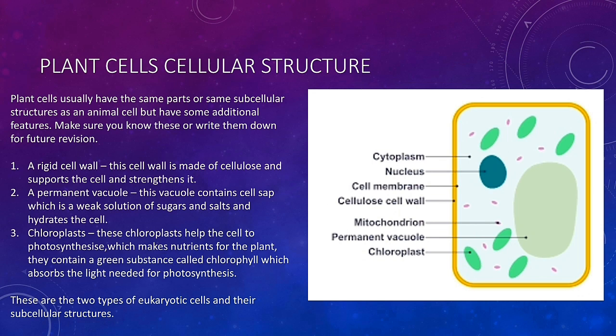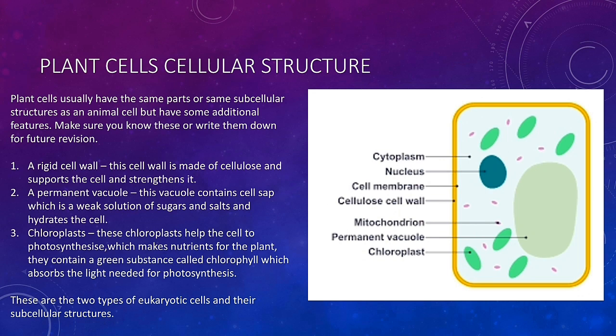Now the other type of eukaryotic cell, the plant cell. Plant cells usually have the same parts or same subcellular structures as an animal cell, but have some additional features. Make sure you know these or write them down for future revision. 1. A rigid cell wall. This cell wall is made of cellulose and supports the cell and strengthens it.